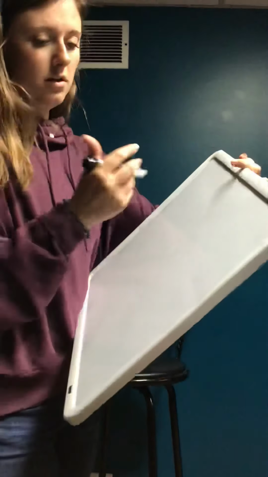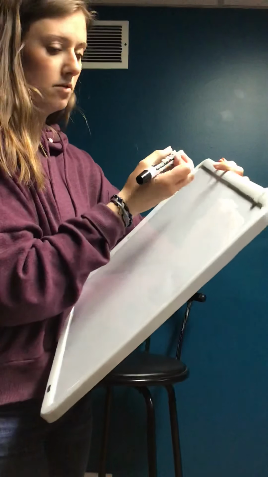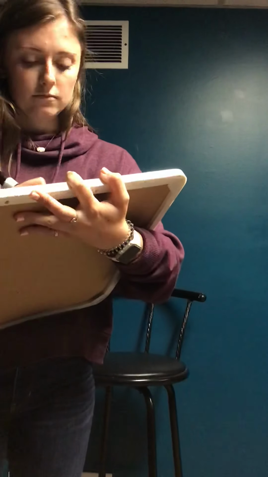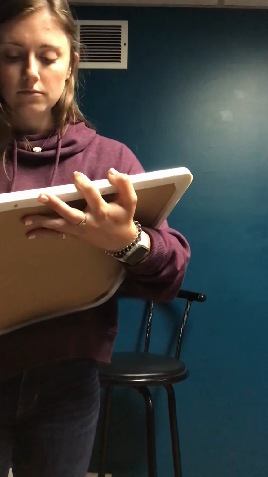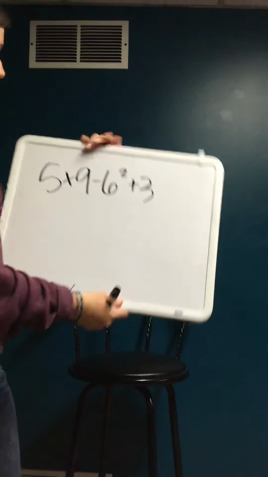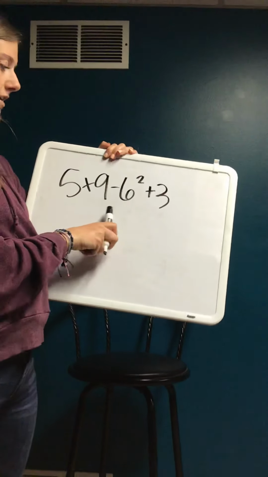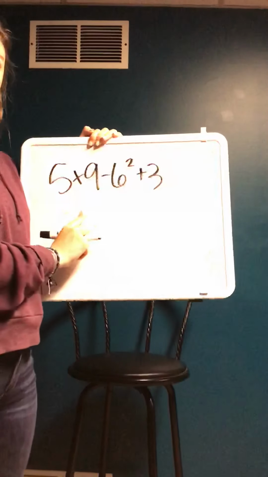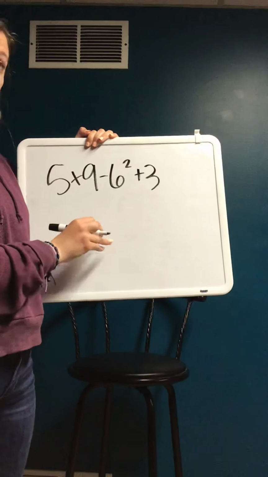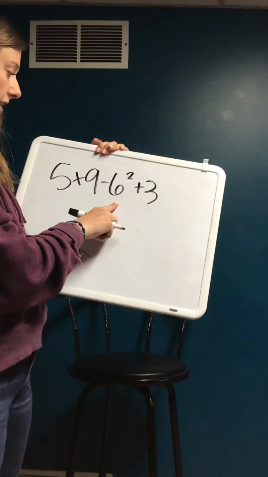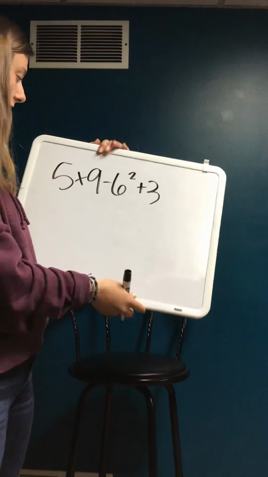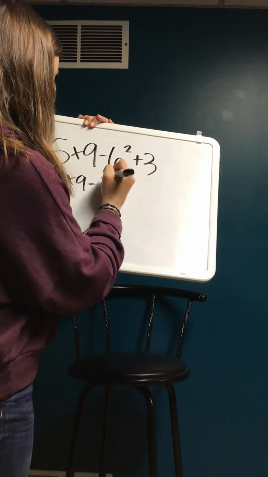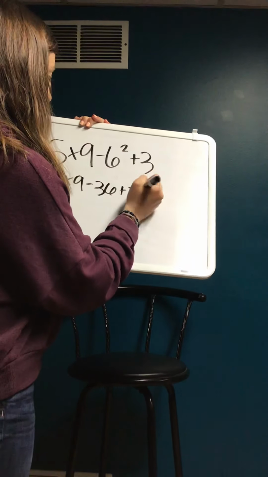Then our next one, so we have 5 times 9 minus 6 squared plus 3. Okay, so there's no parentheses, so we're going to skip the P and we're going to go on to E, which is exponents. Okay, so we have 6 squared, which is 36. So we're going to have 5 times 9 minus 36 plus 3.